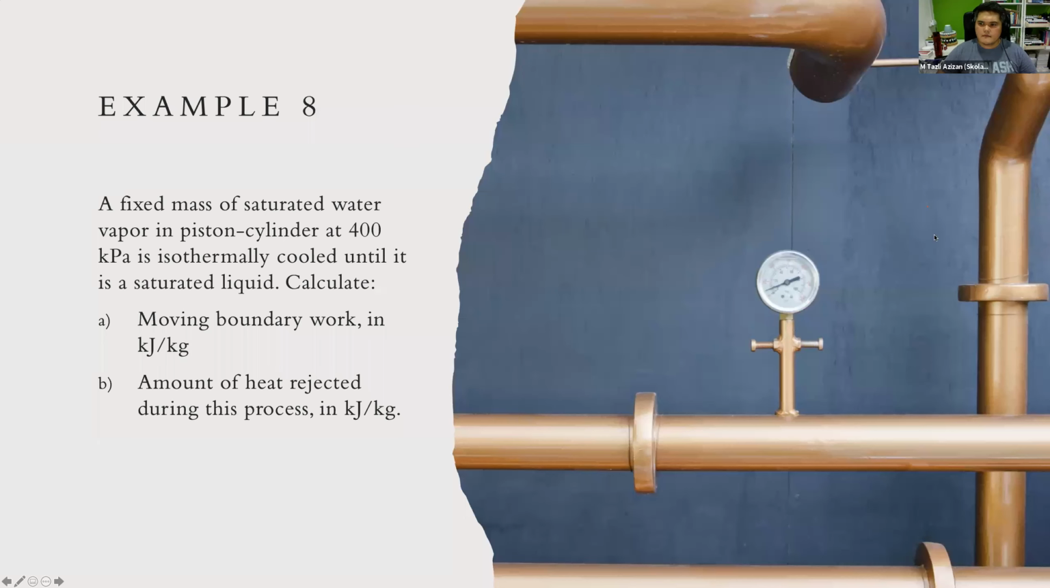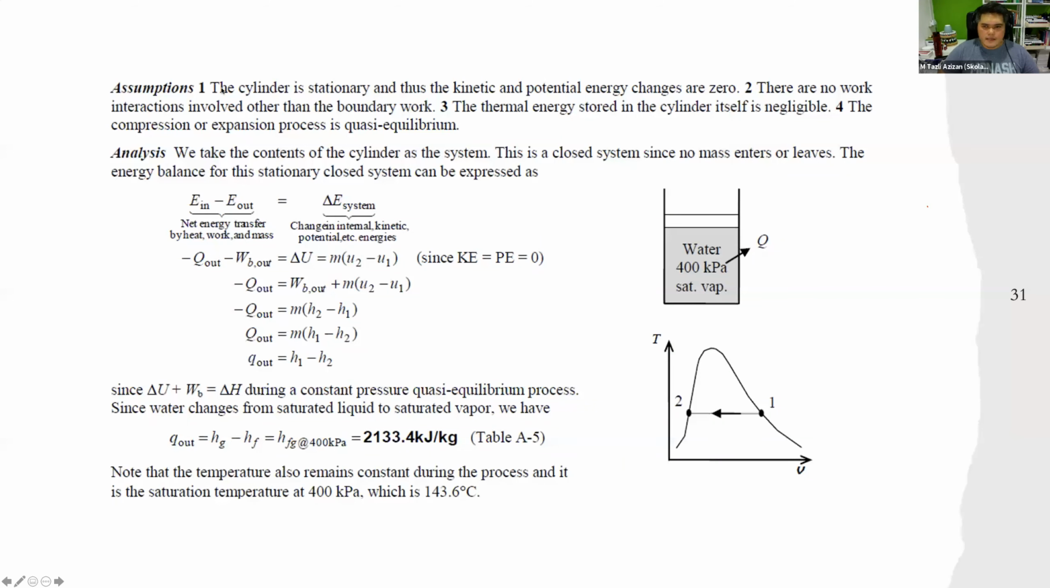So the assumptions: the cylinder is stationary and thus the kinetic and potential energy changes are zero. It means the cylinder doesn't change anything, so there is no kinetic and potential energy. There are no work interactions involved other than boundary work. Here there is no shaft, no rotating, no stirrer whatsoever. So there is no work interaction other than the boundary work, which is the work from expansion or compression.